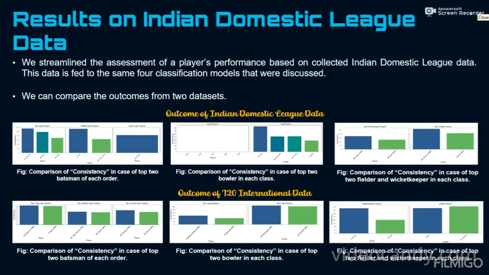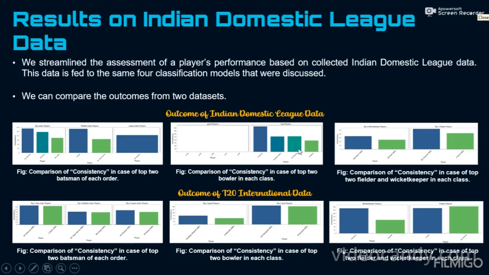You can see that the top two consistency batsmen in the top order are Rohit Sharma and Virat Kohli, and in the IPL it is Rohit Sharma, S.K. Raina, and R.K. Singh. It has been shown here.